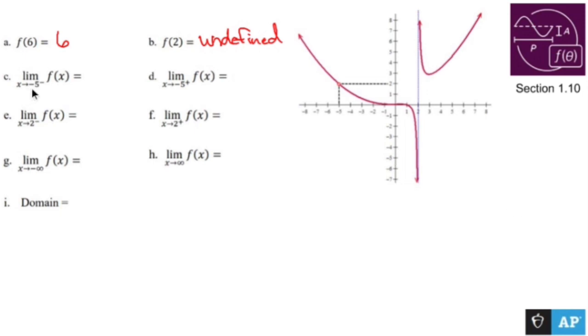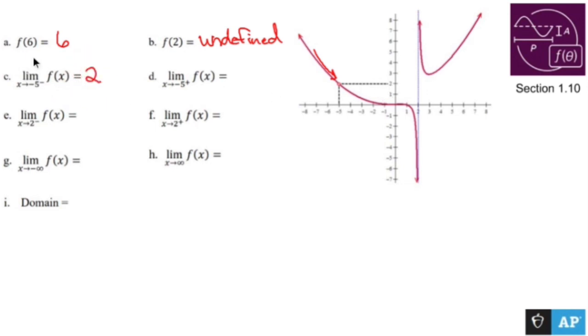The limit as x approaches negative 5 from the left. Ooh, what does that mean? That little negative means from the left. So here I am coming from the left, I'm approaching negative 5. Oh, but that's a hole there. So at negative 5, I don't have any actual value. But as I go towards it from the left, I am approaching this value, which appears to line up perfectly with 2. So the limit as x approaches negative 5 from the left lines up with 2.